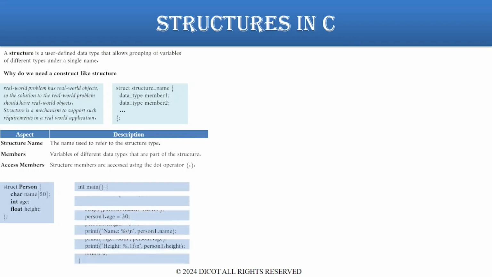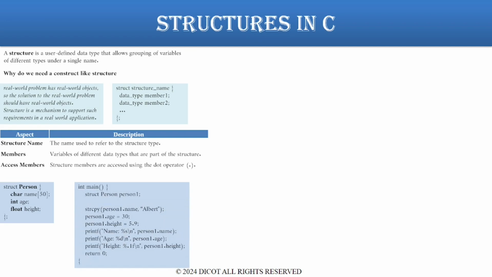In the function main, variable person1 is created whose data type is person. Struct person person1. The structure members can be accessed using the dot operator and initialized as shown. As you can see, the name, age, and height are accessed using the dot operator. The strcpy function is used to initialize the name of person1 with Albert. person1.age is assigned 30 and person1.height is assigned 5.9.